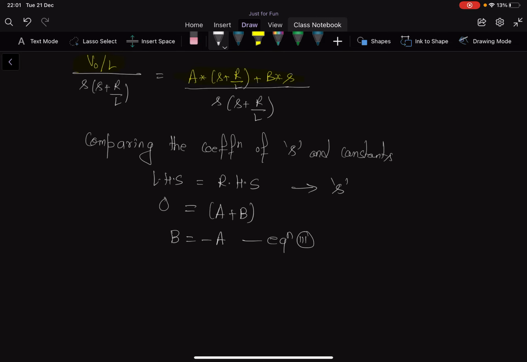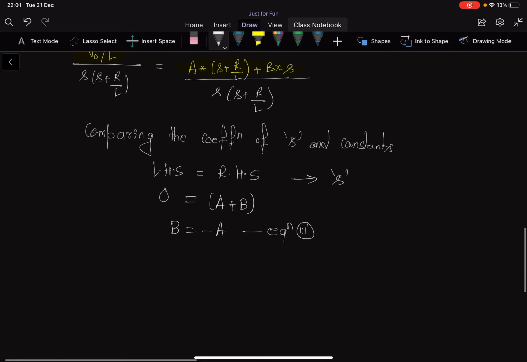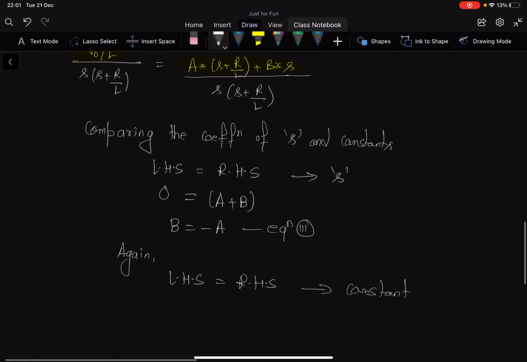Now we need another equation, because we have two unknowns, a and b. We need at least two equations to solve them. The next one we can find is to compare the coefficient of the constant, which basically means s power 0, since you have a variable s power 0. So again, let's compare the constants on the left hand side and the right hand side.